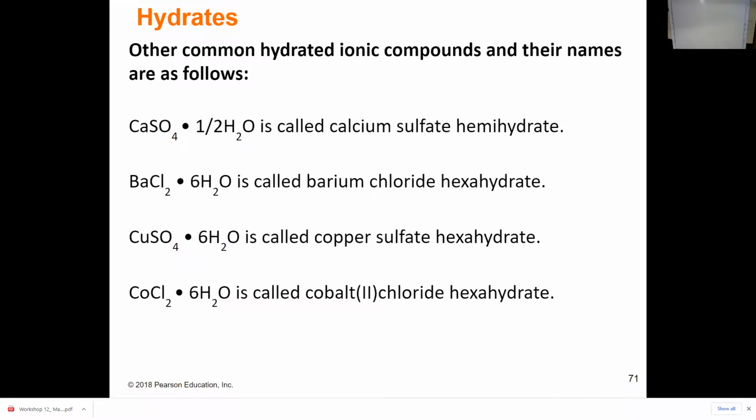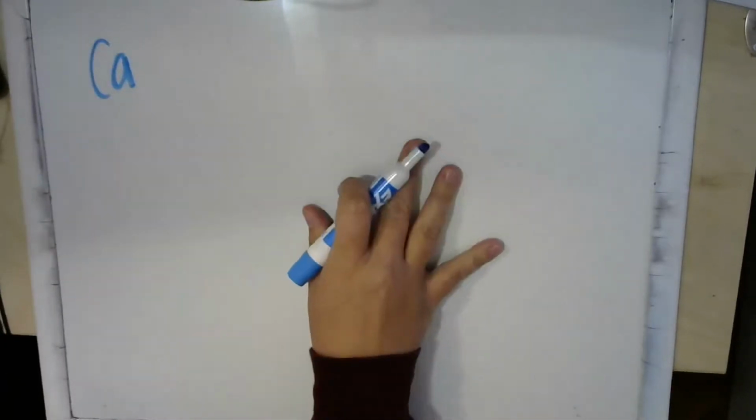All right, and these are just some examples of what these names would look like. I'm going to stop this and write some of them out. Okay. Because when you see the words, it's not always the same as if you're starting from scratch and you have to do it yourself.